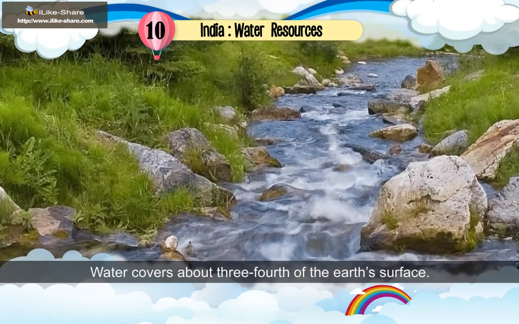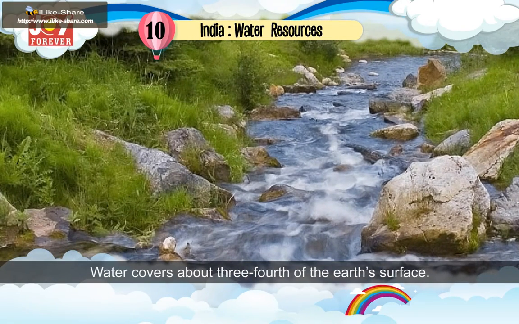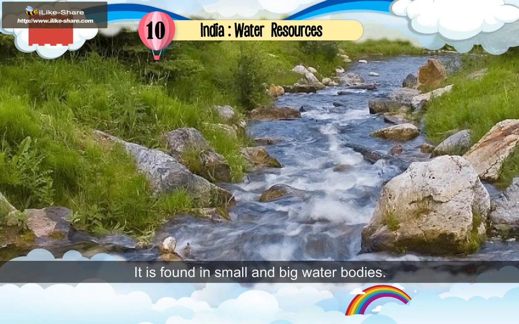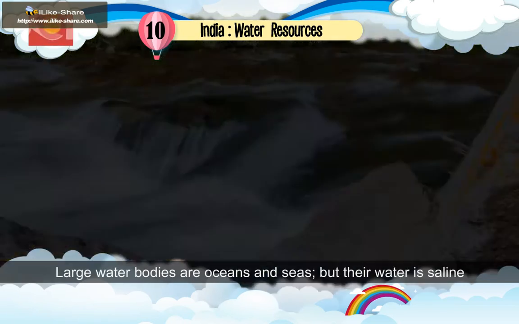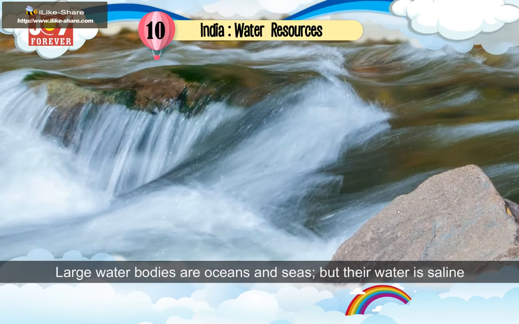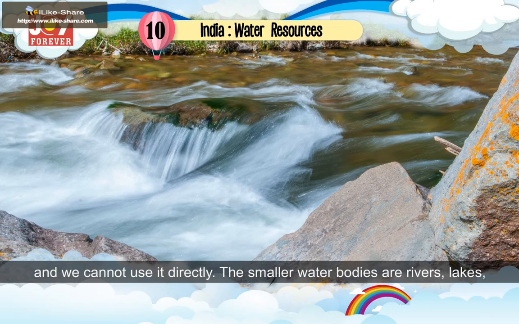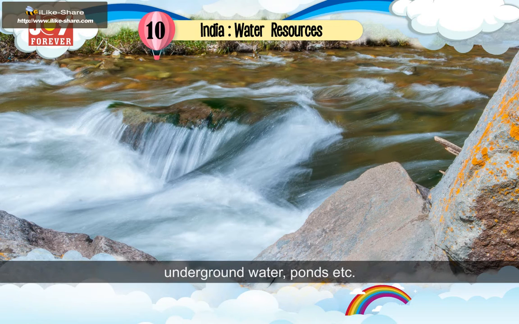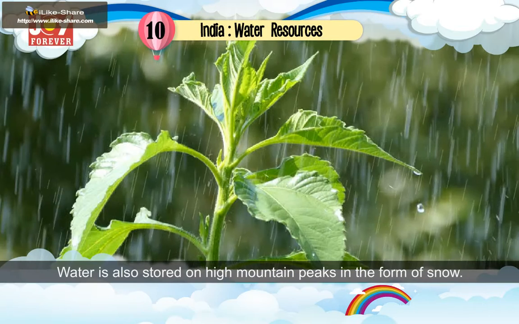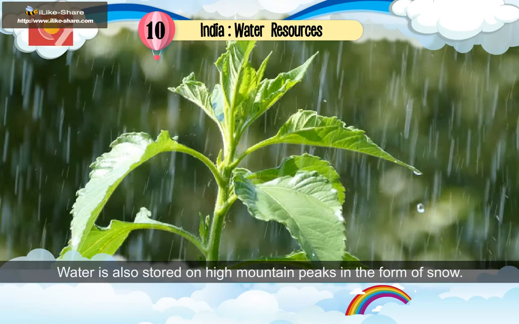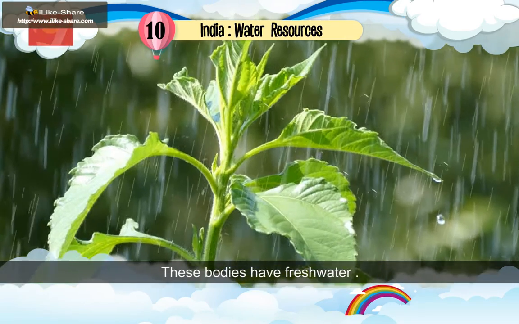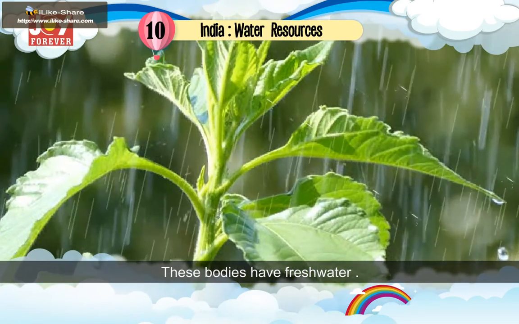Water covers about 3/4 of the earth's surface. It is found in small and big water bodies. Large water bodies are oceans and seas, but their water is saline and we cannot use it directly. The smaller water bodies are rivers, lakes, underground water, ponds, etc. Water is also stored on high mountain peaks in the form of snow. These bodies have fresh water.